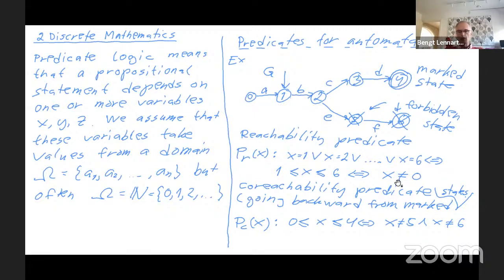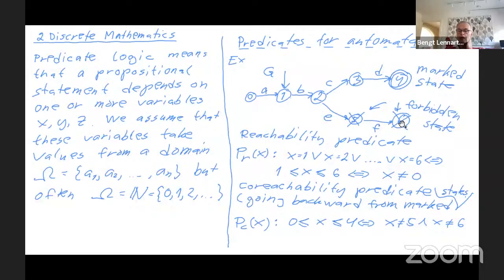They are backward reachable. So that means that what I call then PC of X, where C means co-reachable, PC of X is then X from 0 to 4, or equivalently that X is not 5 and X is not equal 6. And then maybe you start to realize why I talk about these states as forbidden. Because if you look at this, and if you by mistake should execute event E, then you reach into state 5, fine. Then you reach into state 6.